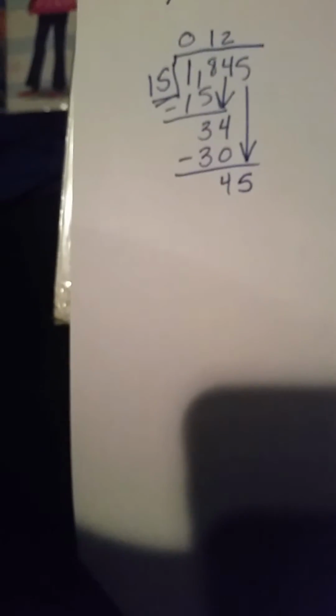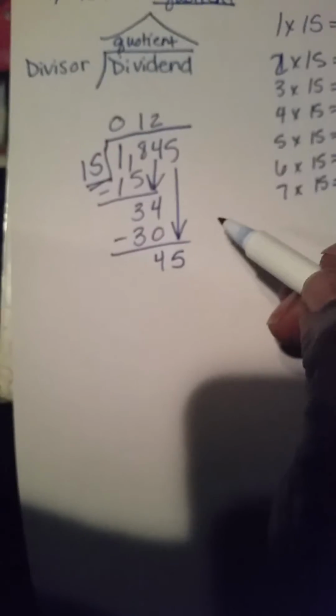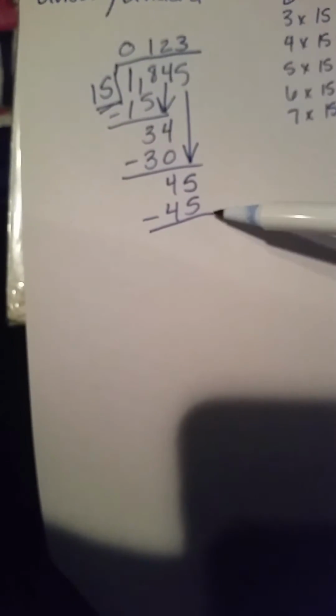How many times can we get 15 out of 45 without going over? Well, look at that. We can get it exactly 3 times. I know that because I checked my chart, and 3 times 15 is 45. I'm going to put my 3 there. 3 times 15 is 45, and once again, we subtract. So every time you divide: divide, multiply, subtract, drop. Divide, multiply, subtract, drop. And that gives us 0.